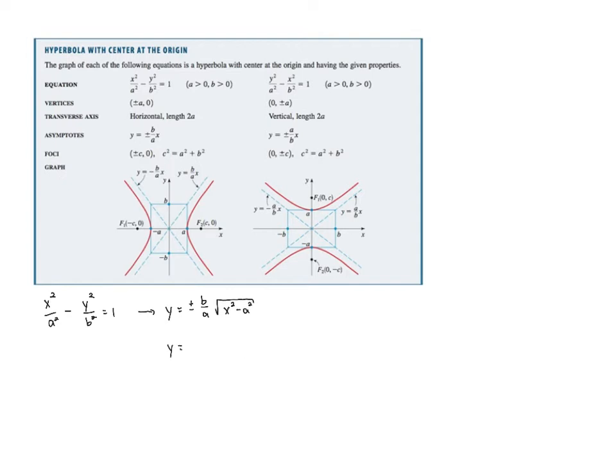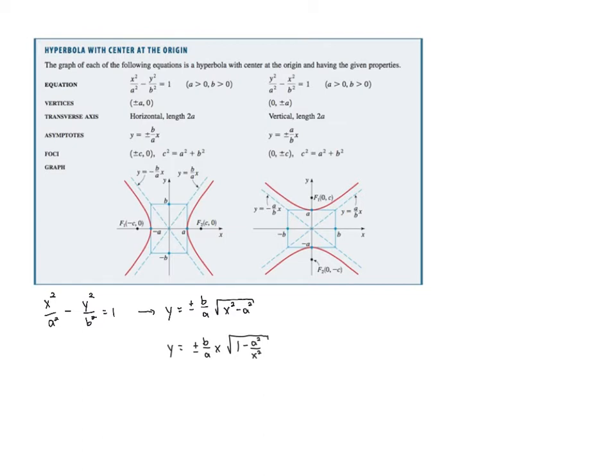So this is equivalent to y equals plus or minus b over a times x times the square root of 1 minus a squared over x squared. This is an equivalent way of writing that equation.